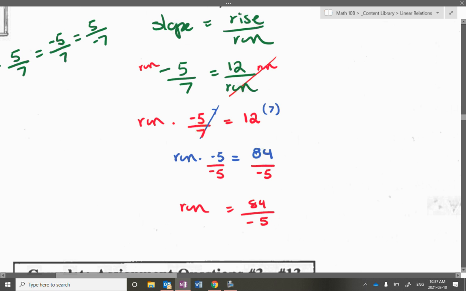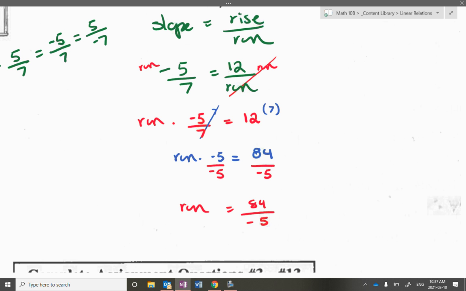Does 5 go into 84 a whole number of times? No, so you can just leave it like this. You can leave it improper. Don't worry about converting it to mixed.